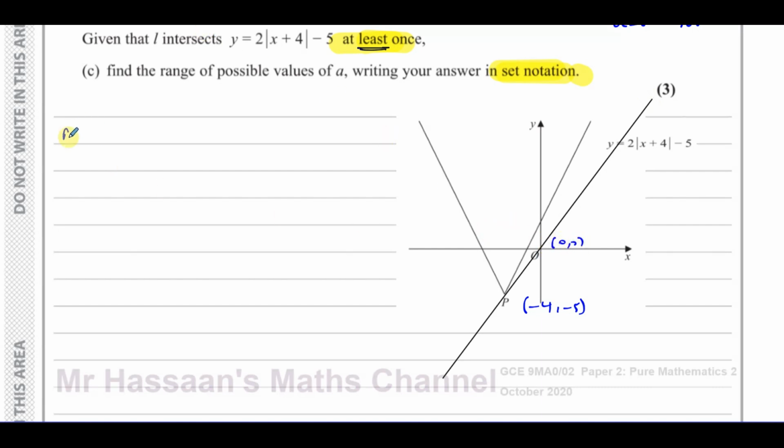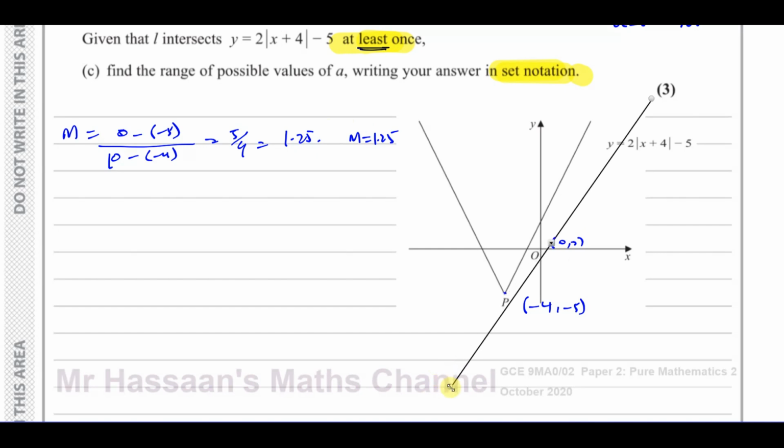So we can say the gradient of the line at this point is going to be 0 minus -5 over 0 minus -4, which is going to give you 5 over 4, which is 1.25. That's one of the limits. When it's equal to 1.25, that's one limit. Now, what's the other limit?